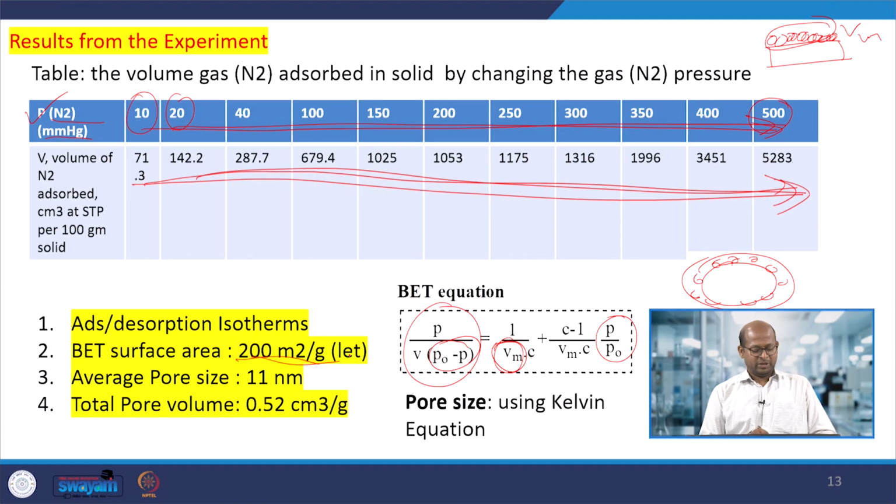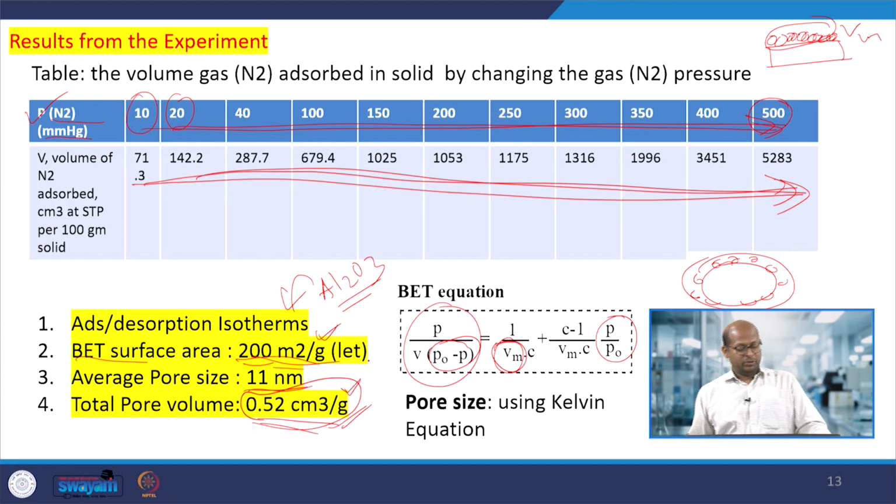So usually for any porous material, for example, here I am showing, let's say a material having 200 meter square per gram and average pore size 11 nanometers, and let's say this is an Al2O3 nanomaterial we have prepared. So it has 200 meter square per gram surface area, average pore size of 11 nanometers, and pore volume expressed as 0.52 centimeter cube per gram. So here it is on a per gram basis of the sample. For the analysis we have to use some quantity of the sample. Here we have taken, let's say, 100 gram of the solid sample. So we have taken it, and the results we are getting here.